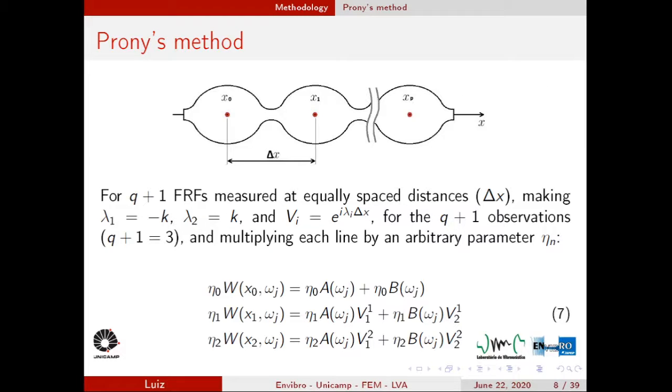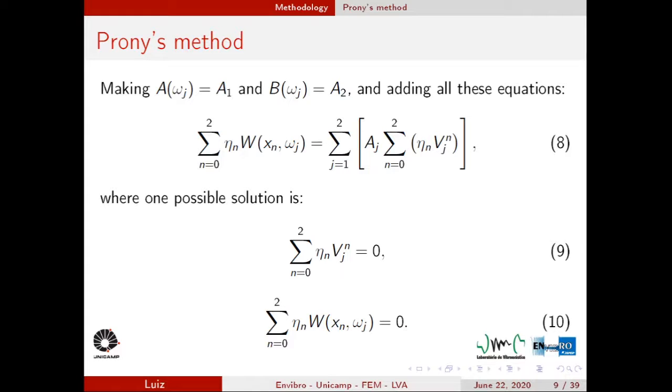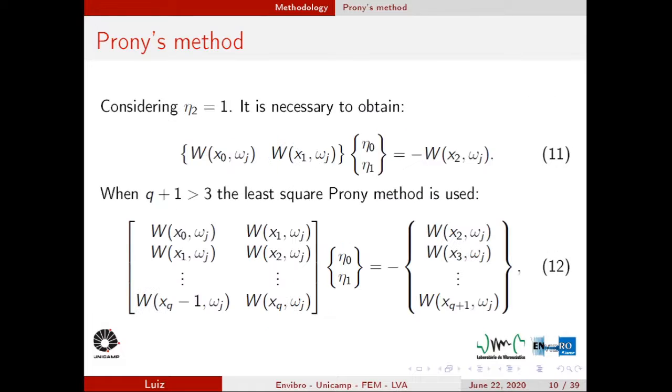Then, after some manipulations and multiplying each line by a different constant, we can obtain for 3 observations the equation 7. Then, after manipulating equation 7 and adding all these equations, we can obtain equation 8. And one possible solution for this equation is where both sides are equal to 0. And this is the equation that we use. Considering the parameter eta2 equal 1, we obtain the same equation in a matrix form as represented as equation 11. And when we have more than 3 observations, we can use the least square Prony method to estimate the parameters eta0 and eta1 as equation 12 shows.